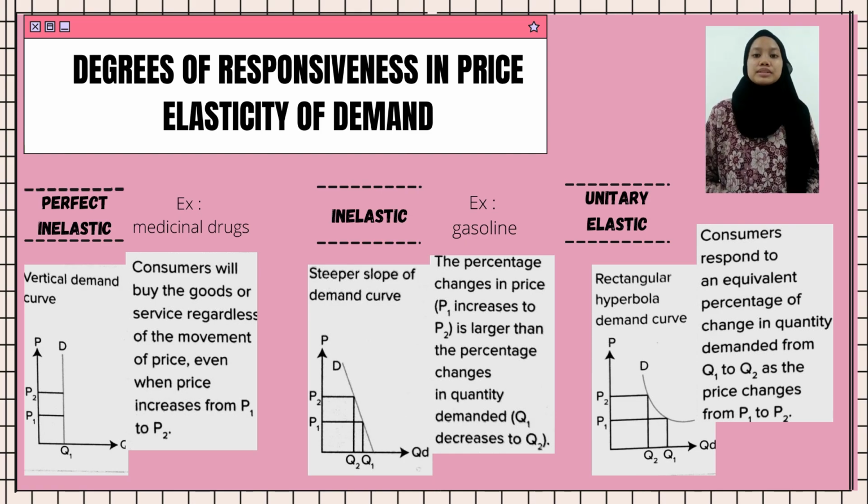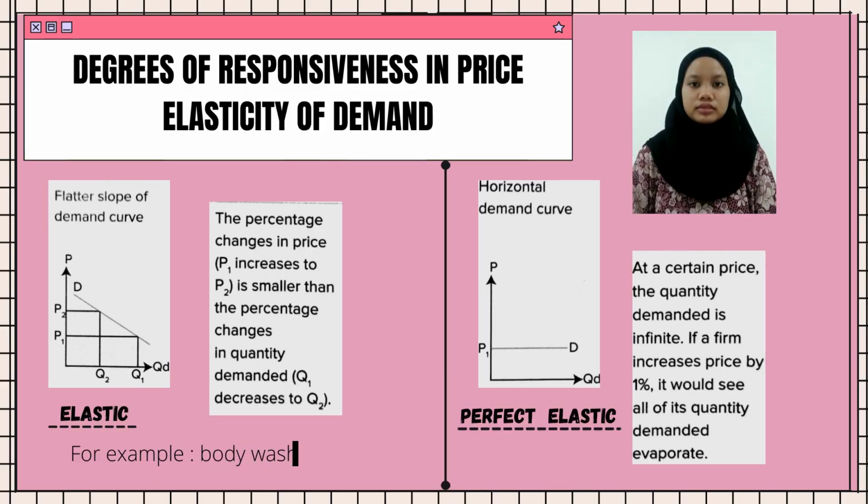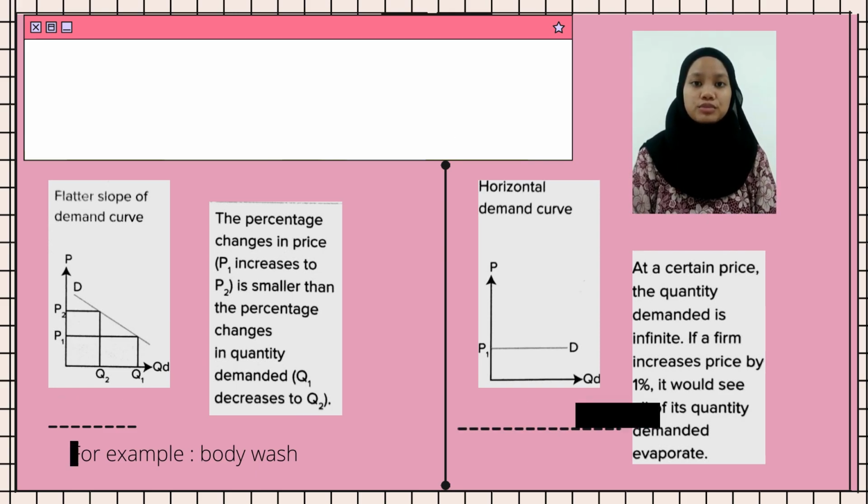Number 2, inelastic. It occurs when the percentage change in price is larger than the percentage change in quantity demanded. For example, gasoline. Number 3, unitary elastic. It happens when the percentage change in price equals the percentage change in quantity demanded. Number 4, elastic. It occurs when the percentage change in price is smaller than the percentage change in quantity demanded. For example, body wash. Last but not least, perfectly elastic. It is a condition when a price change will change the quantity demanded by an infinite value.